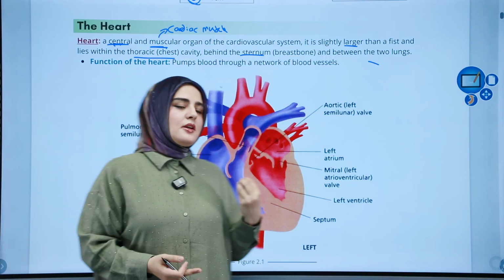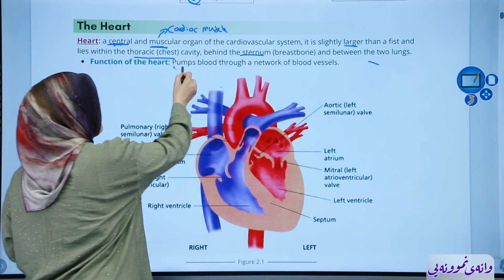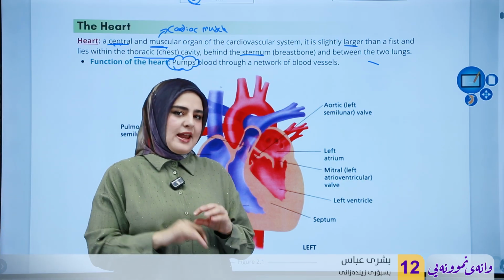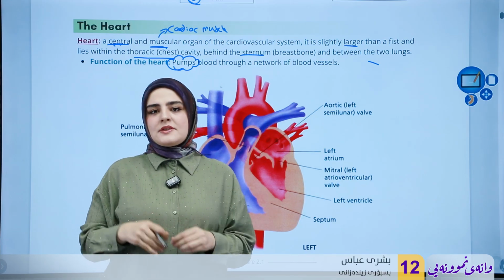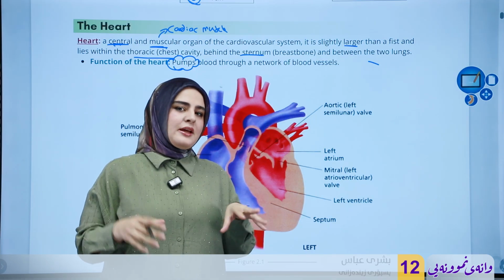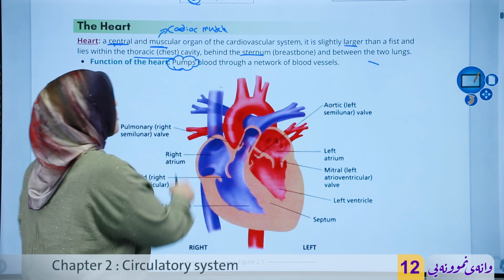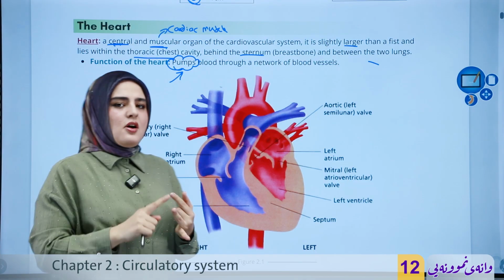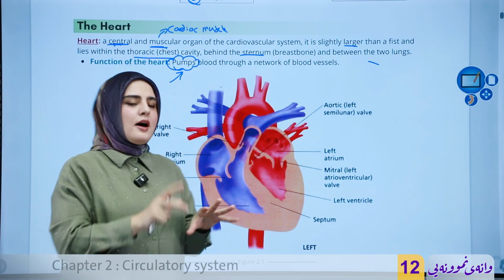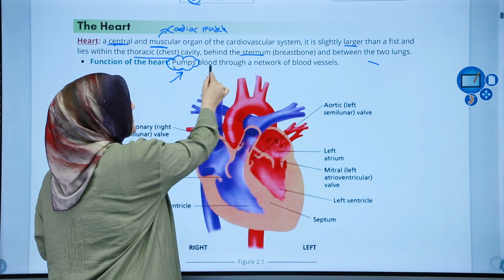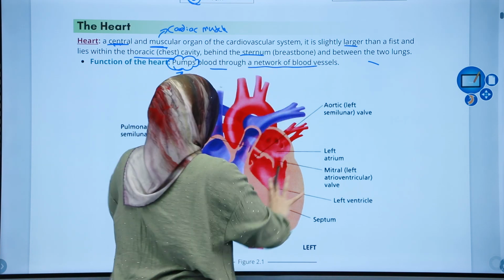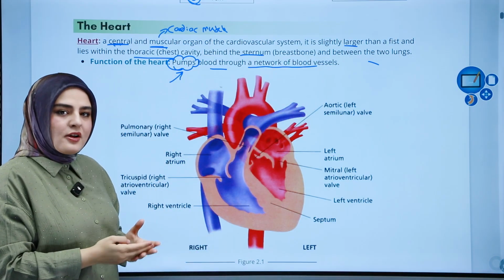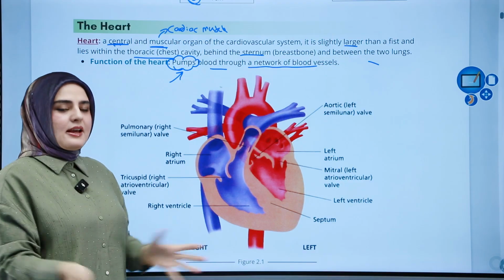What is the function? The function of the heart is pumping. This word, you cannot exchange with any other word. Don't say push, don't say sends, no, pumping. Pumping is a very specific act. So pumping happens by the heart. No vessels could do pumping. No other parts in the body could do that. Only the heart. Okay? So it pumps blood through the network of vessels. It pumps it and sends it to the vessels, and the vessels bring it back to the heart again, so that it pumps it again and then sends it back.